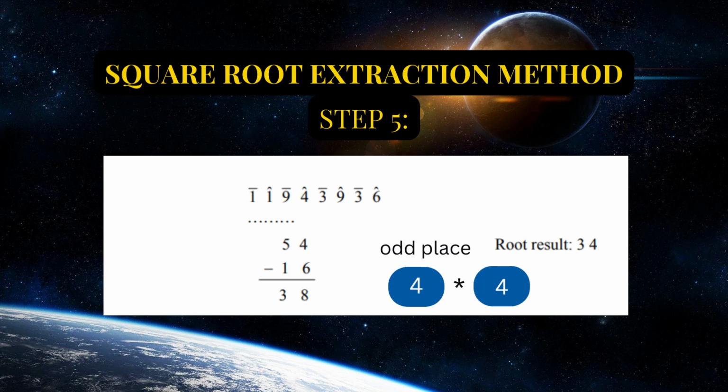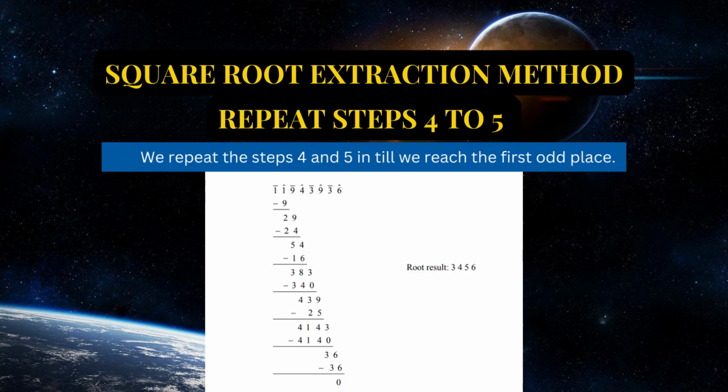Now we move the next digit, 9, next to the result of the previous subtraction to form 54. Since we are at the odd place, we take the previous quotient and subtract the square of it from 54, and that will be 16. 54 minus 16 is 38. Now we repeat steps 4 to 5 till we reach the first odd place. Now by repeating these steps, we will finally reach the final answer, that is the root result 3456. So how accurate this method is.